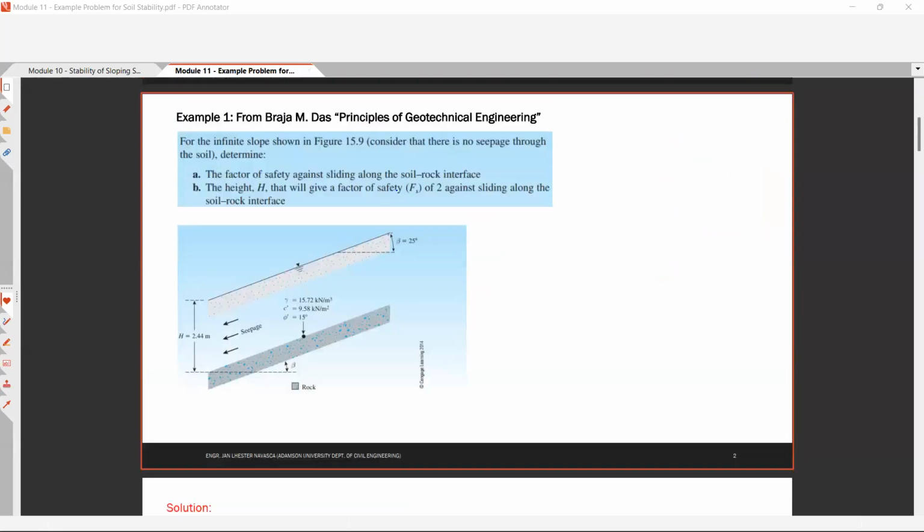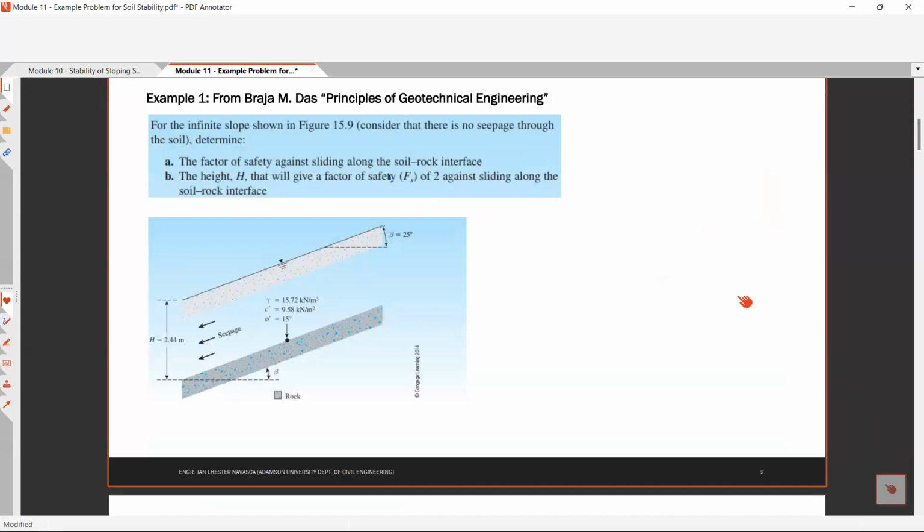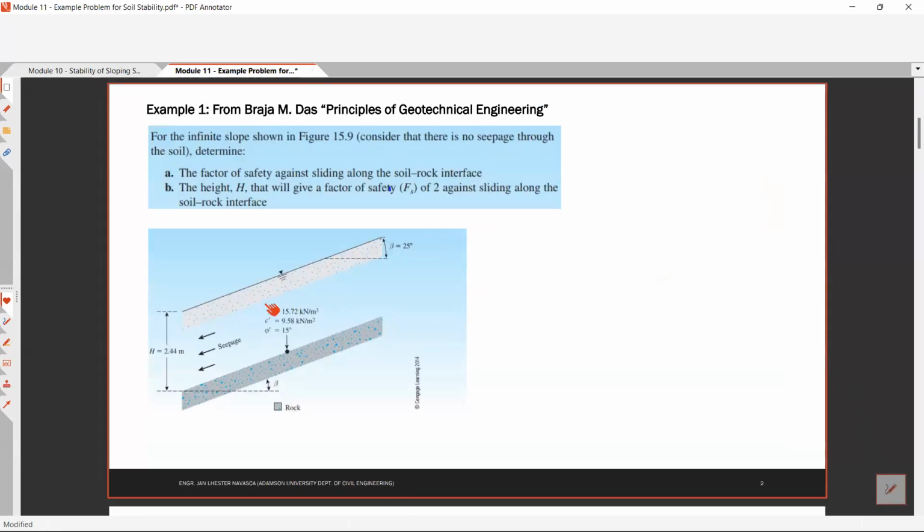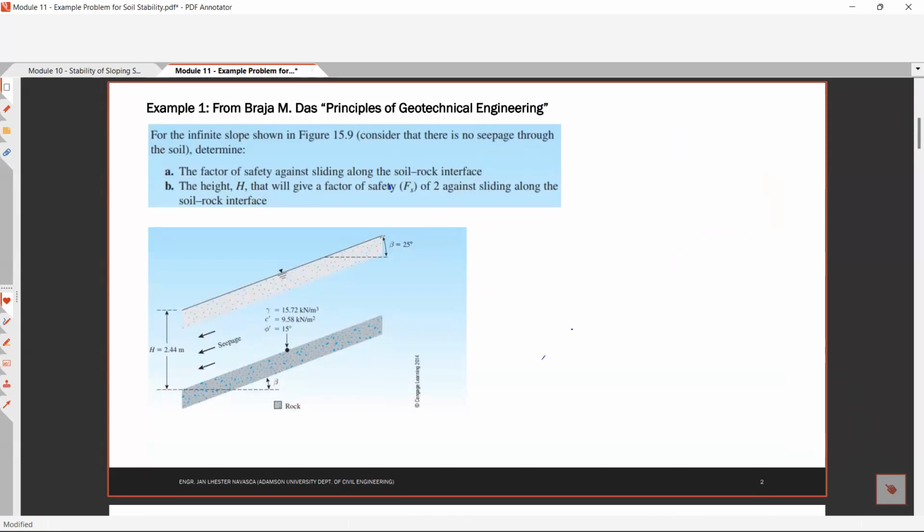So, this one. This is an infinite slope because we notice in the figure that the sloping soil is continuous. Then you have an angle beta along the horizontal which is 25 degrees. The total height, or thickness, of your soil is 2.44 meters. The soil properties are gamma equal to 15.72 kilonewton per cubic meter, a cohesion value of 9.58 kilonewton per square meter, and an angle of internal friction of 15 degrees.